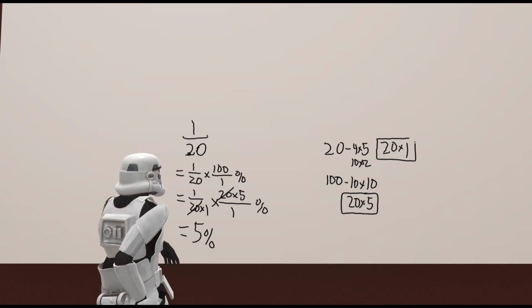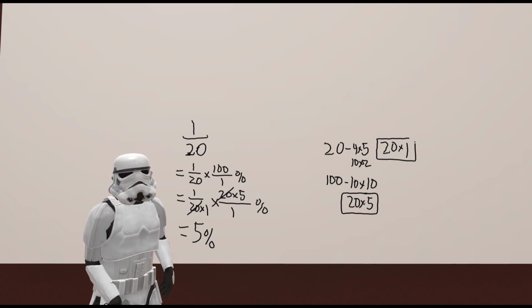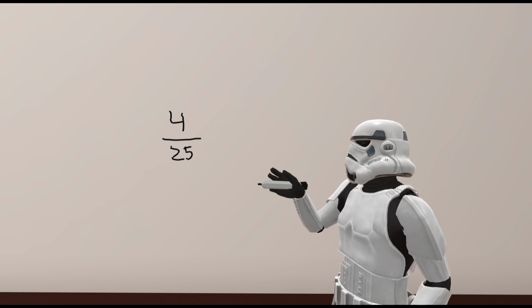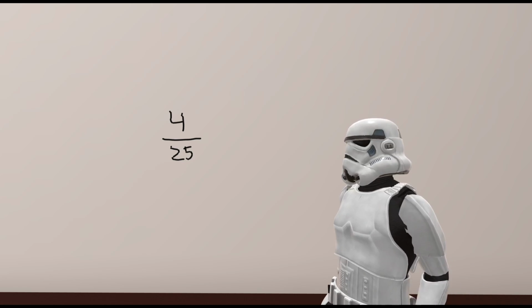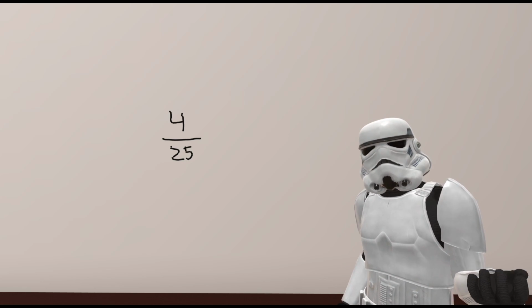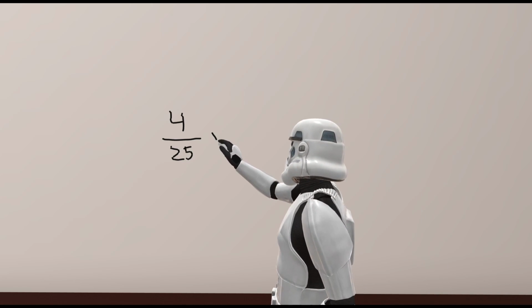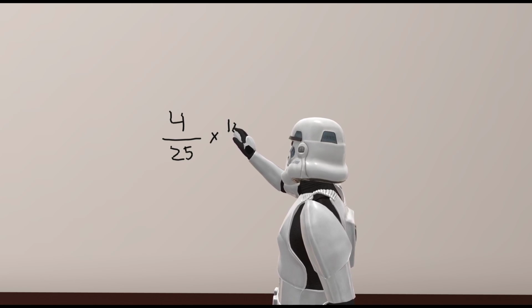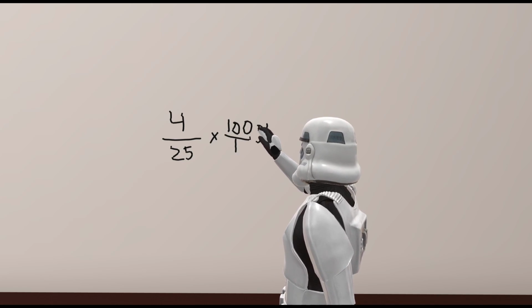Let's do one more example where the top number, the numerator, isn't a 1. Do that on the board over here. Alright, here we have 4 over 25. Let's convert this into a percentage. The first thing we do is multiply by 100 over 1, and then add a percent sign. We're going to multiply by 100 over 1 and add a percent sign.